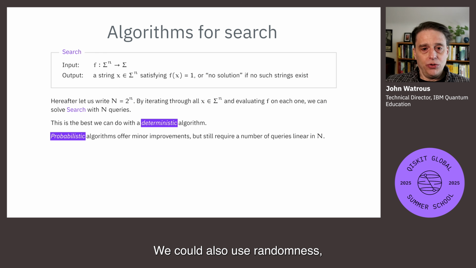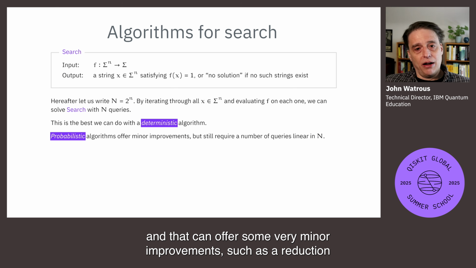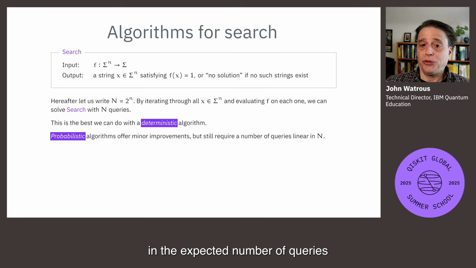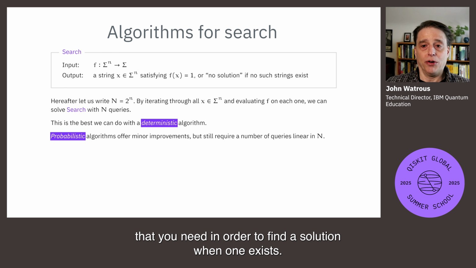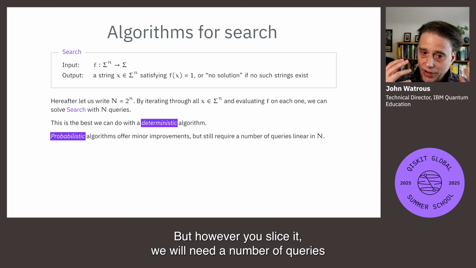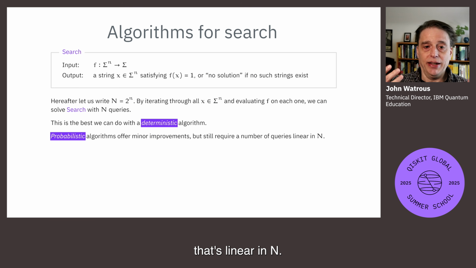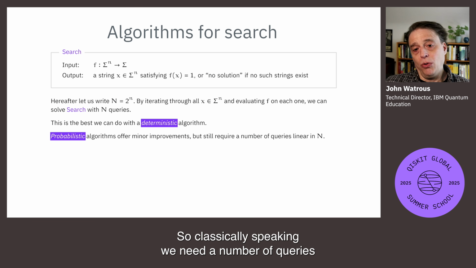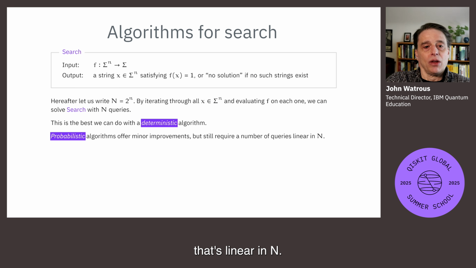We could also use randomness, and that can offer some very minor improvements, such as a reduction in the expected number of queries that you need in order to find a solution when one exists. Or you could effectively trade correctness probability for a reduction in queries. But however you slice it, we will need a number of queries that's linear in capital N. So classically speaking, we need a number of queries that's linear in N.